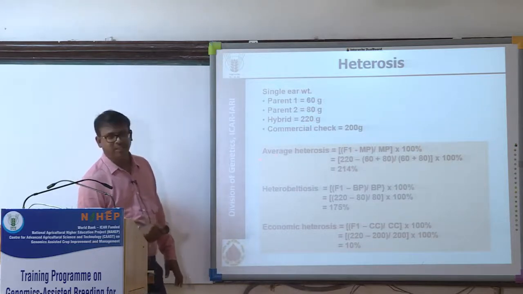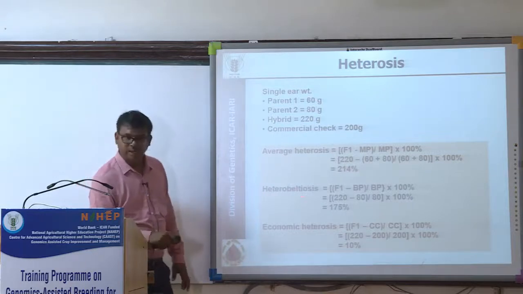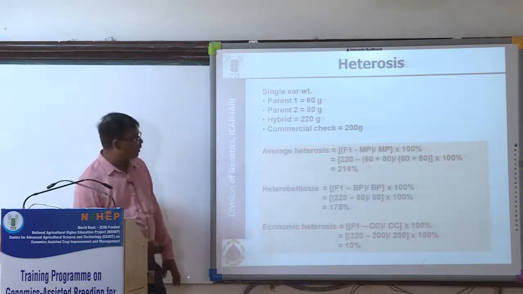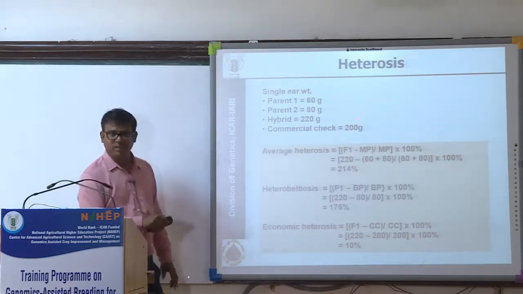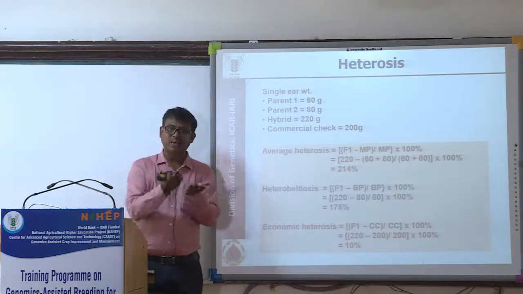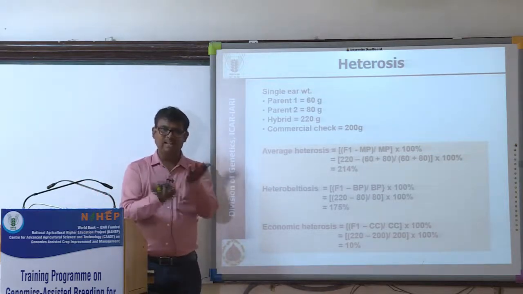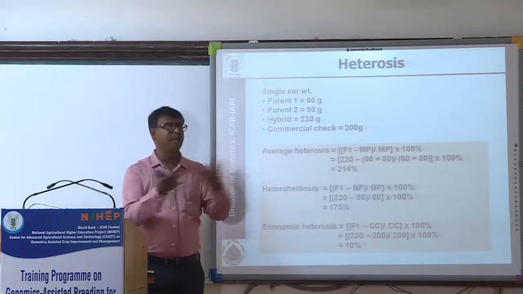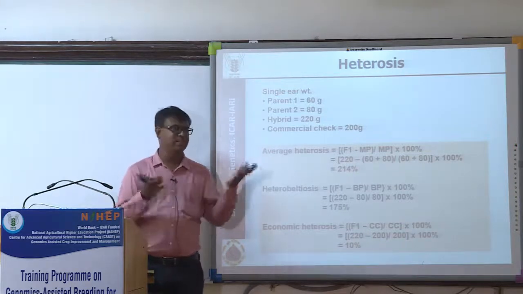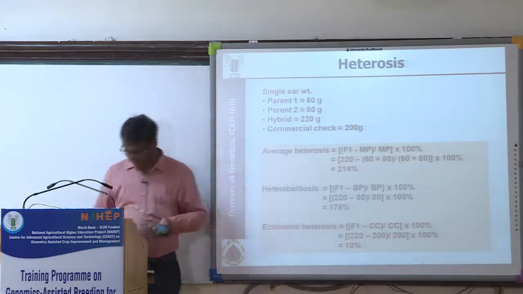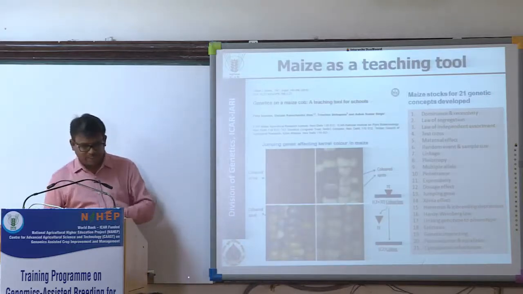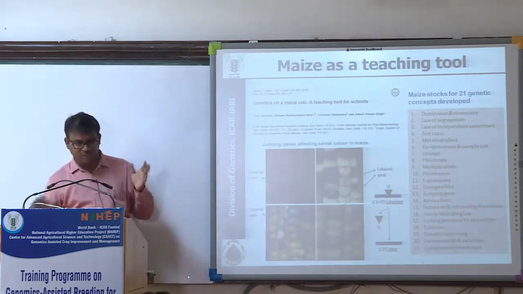So you can calculate average heterosis, you can calculate heterobeltiosis, you can also calculate economic heterosis considering any commercial check. Okay? So if cobs are given, they can weigh them in their balance. If you give the cobs of P1, P2 and F1, one can calculate the extent of heterosis in that crop, right?